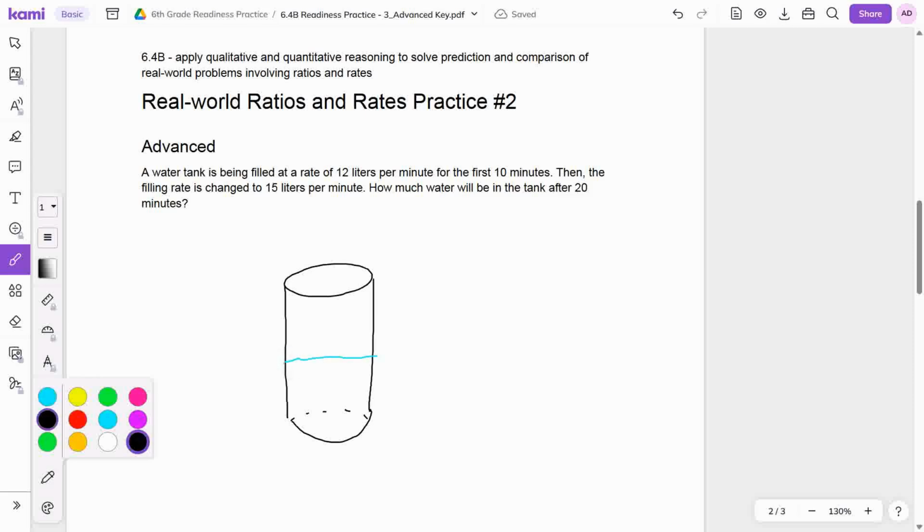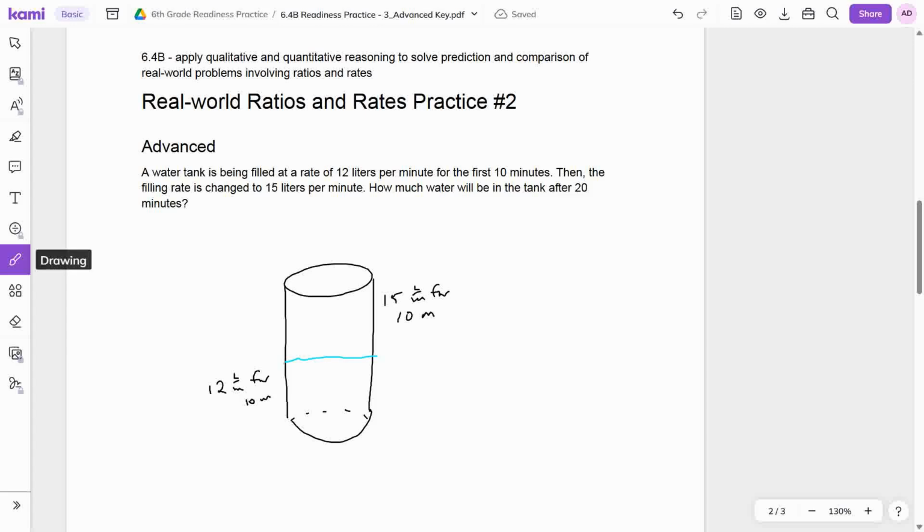And within that time, I've got 12 liters per minute for 10 minutes. And then it changes. It's going to go to 15 liters per minute for now. Well, it says after 20 minutes. So if the first part is 10 minutes, then that second part also needs to be for 10 minutes, because the 20 minutes is for both, and I've already used 10 minutes on that first chunk. So really, it's just two separate unit rates I need to add up.